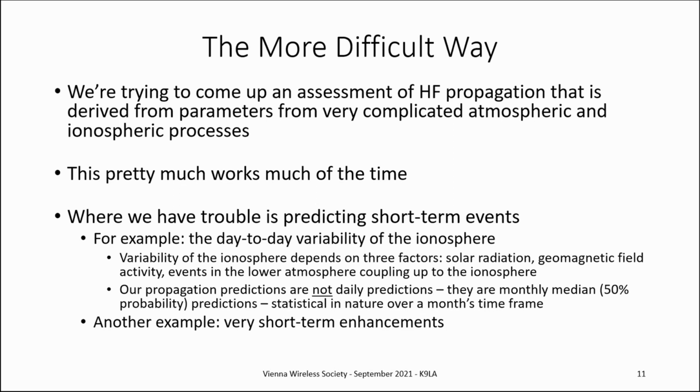And the result of the three factors affecting the ionosphere is that our propagation predictions are not daily predictions. In other words, W6ELprop, VOACAP, and whatever else, they are monthly median predictions. Median means 50% probability. Thus, our predictions are statistical in nature over a month's time frame. Once you understand that, you'll understand why it's very tough to use the solar flux or the sunspot number to try and predict what the ionosphere is doing. For example, if today's solar flux is 80 and tomorrow solar flux is 90, that doesn't necessarily mean the ionosphere is going to be stronger. So that's a whole other presentation. Another example of problems we have is predicting very short-term enhancements, and I'll have some examples of that later.